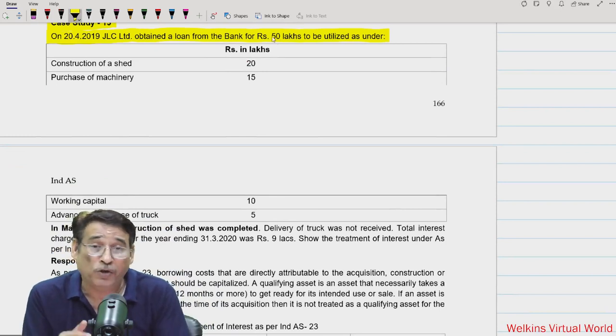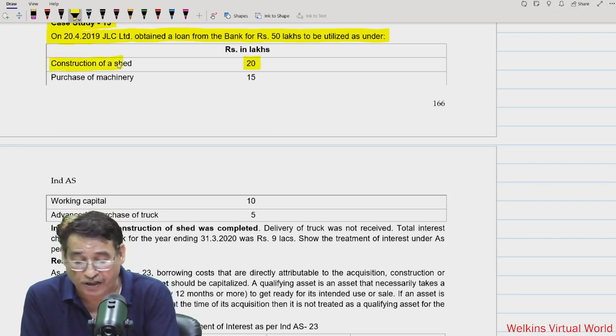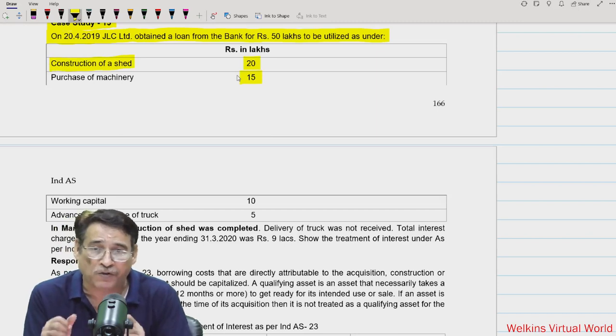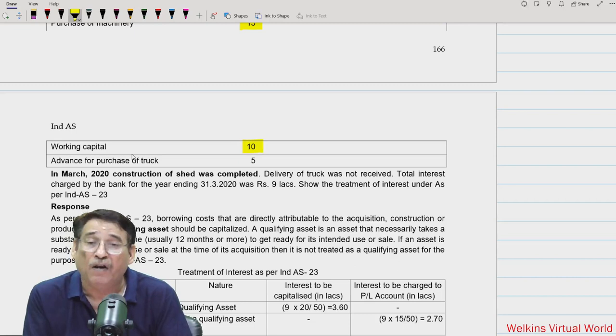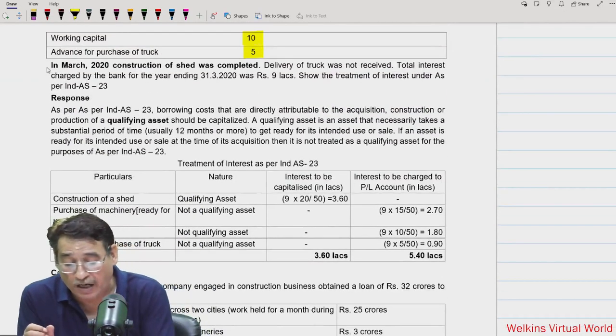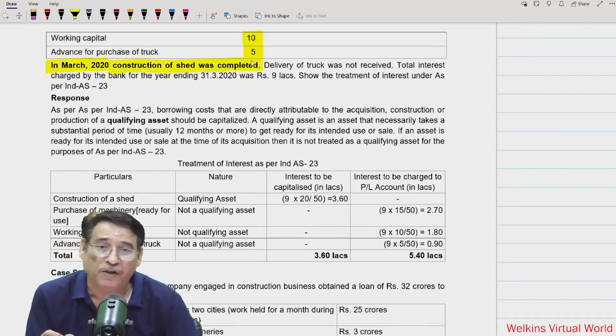And the loan amount you have taken is 50 lakh. Out of this loan you have used 20 lakh for the construction of a shed. And out of 50 lakhs, you have used 15 lakh for purchase of machinery. And out of 50 lakh, you have kept 10 lakh as working capital. And you have used 5 lakh to pay advance for purchase of a truck. Now, the question says that in March 2020, the construction of the shed was completed.